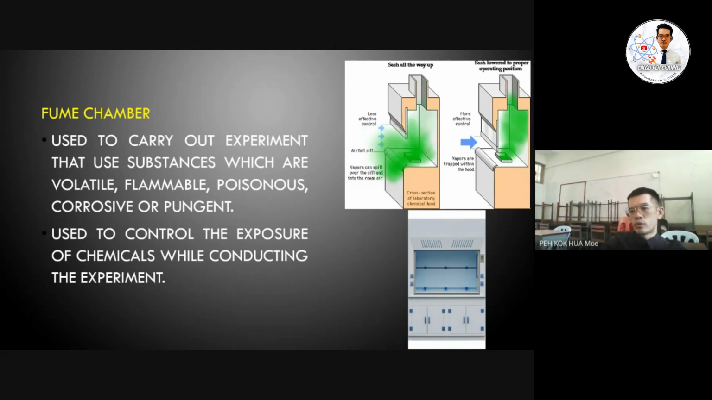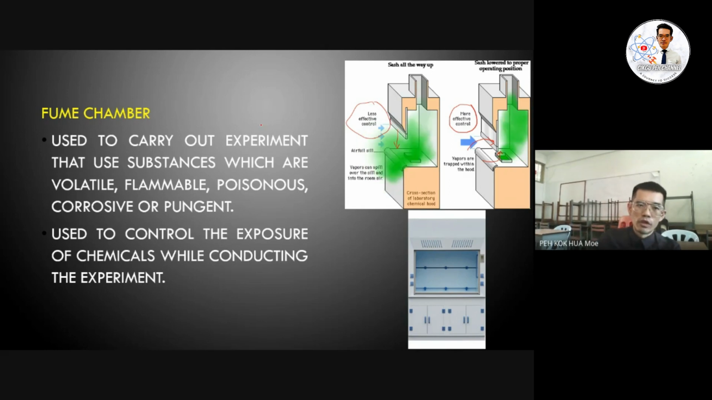Here we have two movable figures. This one is less effective control because the door is not slid down, so the volatile, poisonous chemical is still able to be exposed to our body. So you have to follow the more effective control, where the door has to slide down. Only your hand will be put inside the fume chamber, and the other parts of the body should be hidden from the chemicals, so that we can avoid inhaling the poisonous gas.